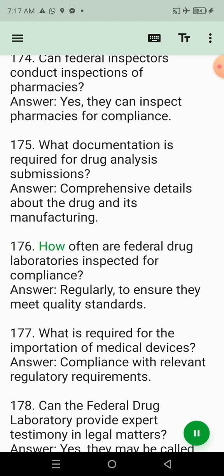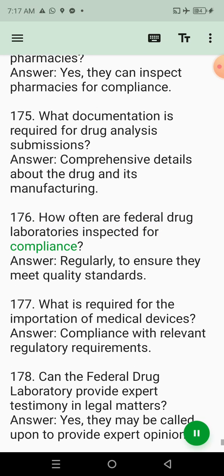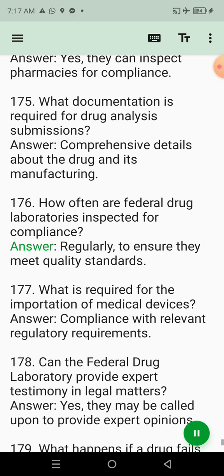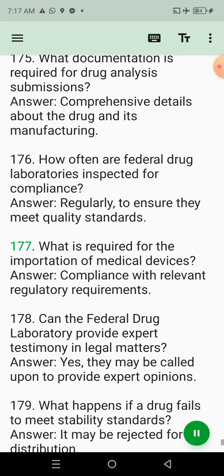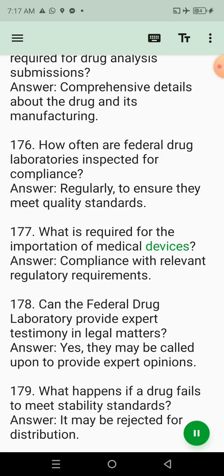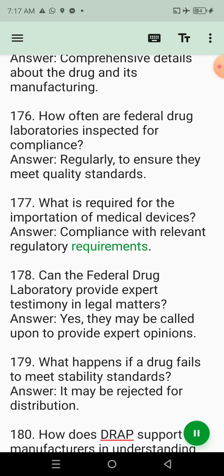176. How often are federal drug laboratories inspected for compliance? Answer: regularly, to ensure they meet quality standards. 177. What is required for the importation of medical devices? Answer: compliance with relevant regulatory requirements.